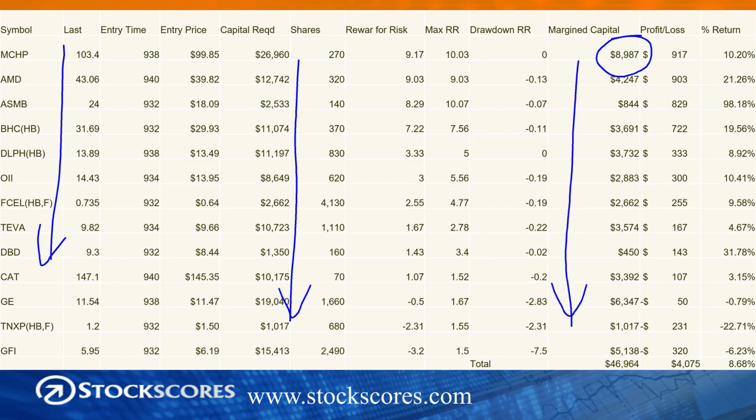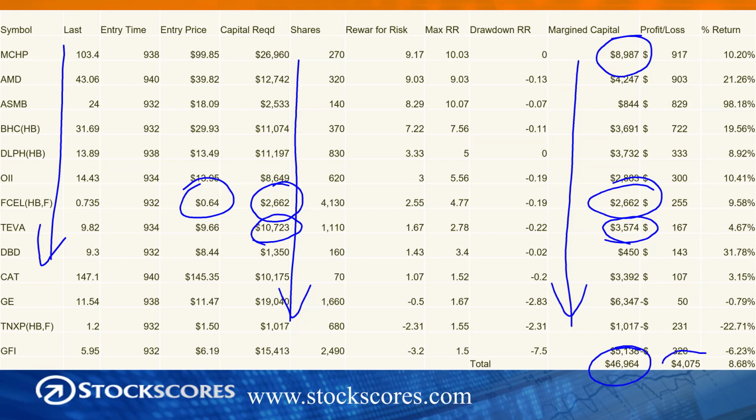Now you can't margin every stock. FCell is a 64-cent stock. You cannot margin that. So you'll see there that the capital required is the same as the margin capital. They're the same. However, most of these are going to be 1/3. So Teva was $10,700 of capital, but you only have to put up 1/3, so that's $3,574. Then what I'm doing here is summing the total capital, so it's about $47,000.